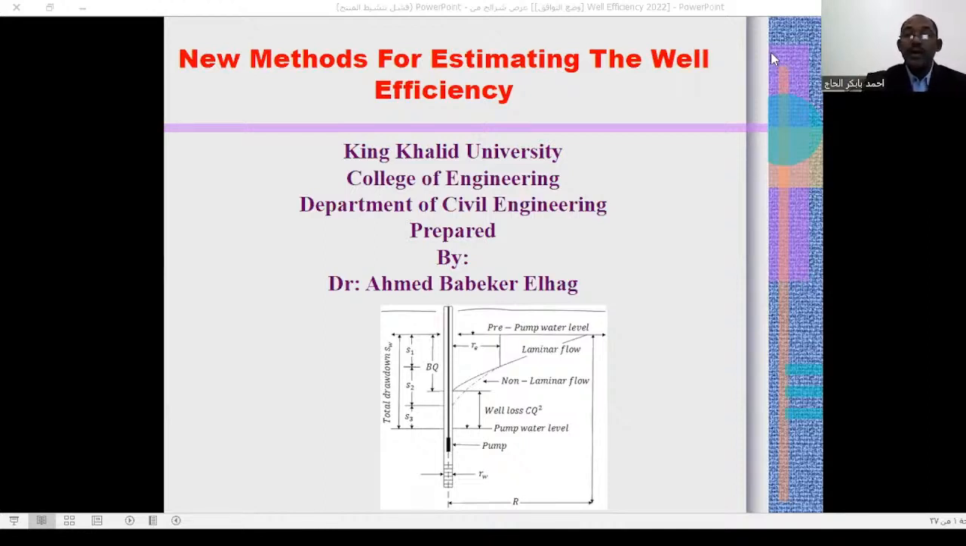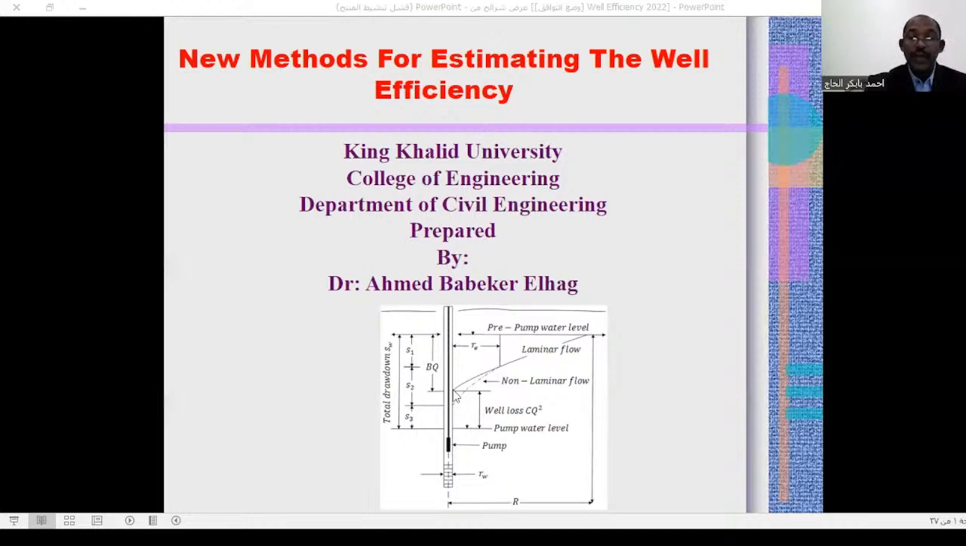The title of my presentation is New Methods for Estimating the Well Efficiency. The outline of the presentation is a comparison between all methods of step drawdown test and the new methods for me, because the old methods included some observed differences, such as the difference between the water level in the aquifer and the water level inside the well. In this slide, there are different points.